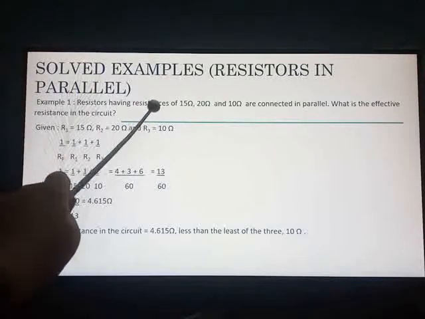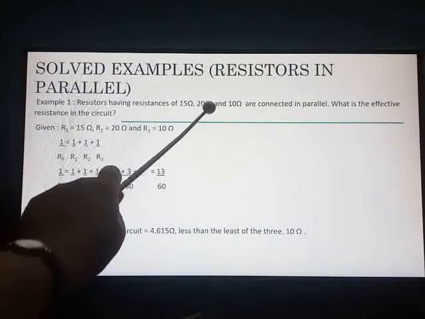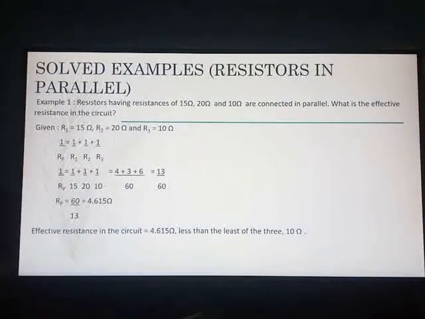Resistors having resistances 15 ohms, 20 ohms and 10 ohms are connected in parallel. What is the effective resistance in the circuit? This is similar to the sum here which we have seen.